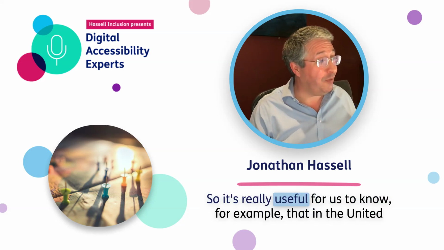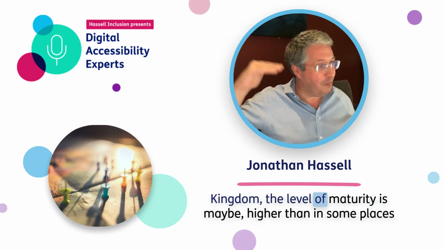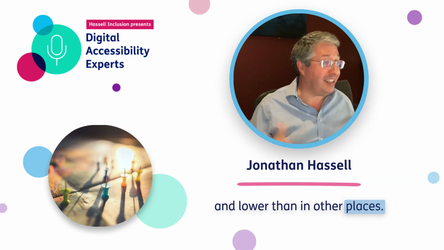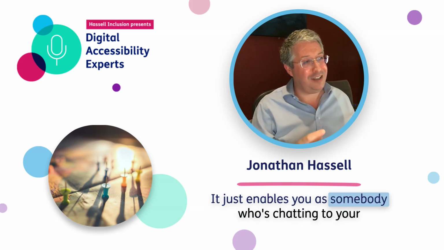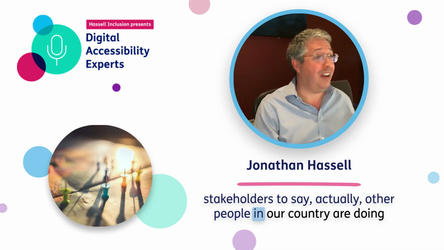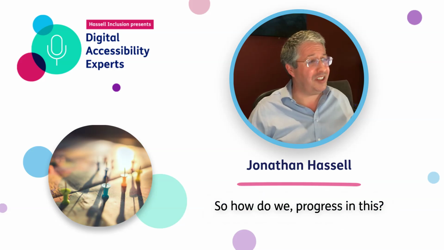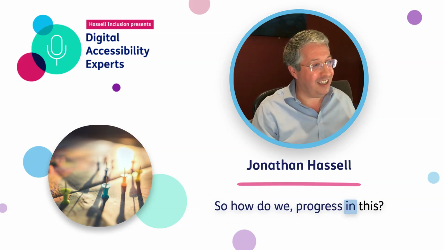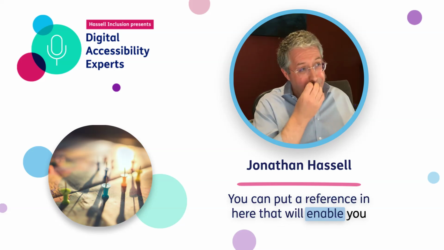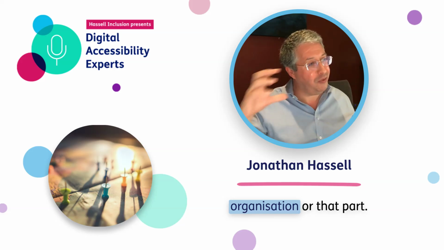So it's really useful for us to know, for example, that in the United Kingdom, the level of maturity is maybe higher than in some places and lower than in other places. It just enables you as somebody who's chatting to your stakeholders to say, actually, other people in our country are doing really well at this, and it feels like we're a bit behind at the moment. So how do we progress in this? I need your help. You can put a reference in here that will enable you to say something like, I'm part of this part of the organization or that part.